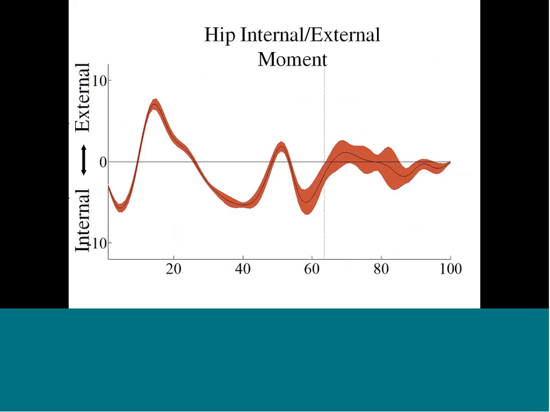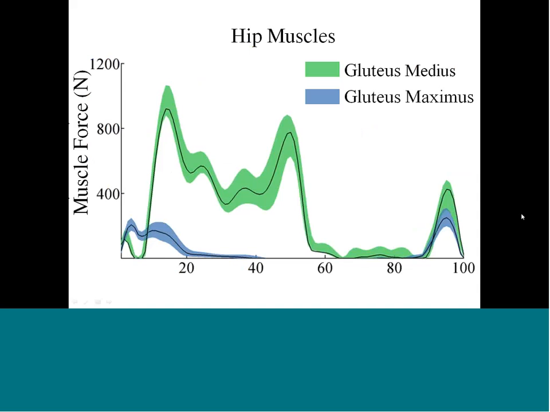If we contrast that with the inverse dynamics results here for the hip internal-external moment, you can see how that bound size between the 5 and 95% bounds changes throughout the gait cycle, particularly when you get into the swing phase, when maybe those body segment parameters may have a larger influence. And then this would be an example of muscle forces for two of the muscles that we considered, the gluteus medius and gluteus maximus, throughout the gait cycle.